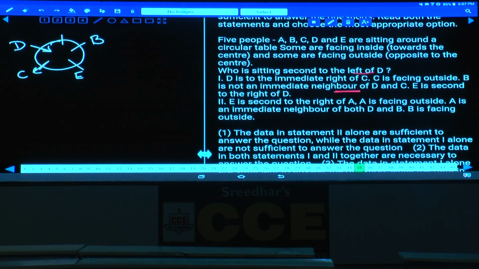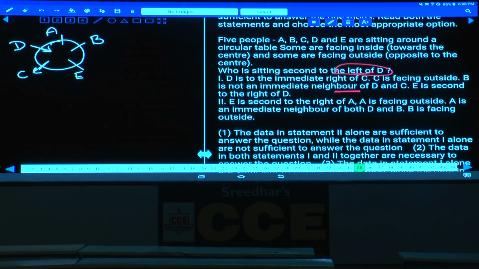E is seated second to the right of D, then A will be here. Then what is the question here? Who is seated second to the left of D? Now here, the direction of A, B and E were not clearly known. The direction of only C and D is known. Then are we getting the answer or not? Yes, irrespective of the direction these persons are facing.